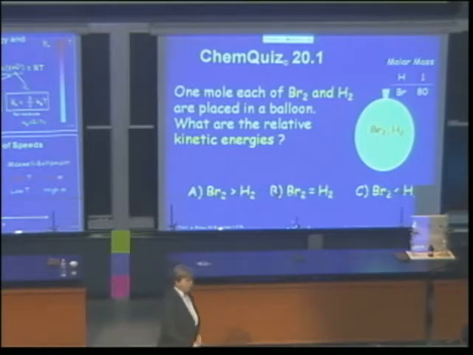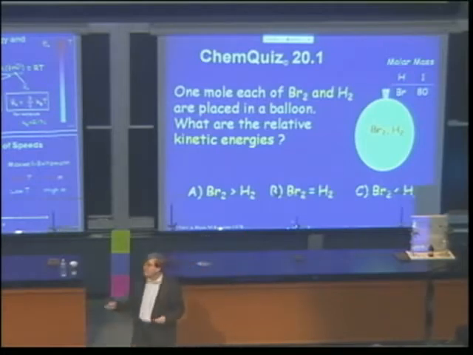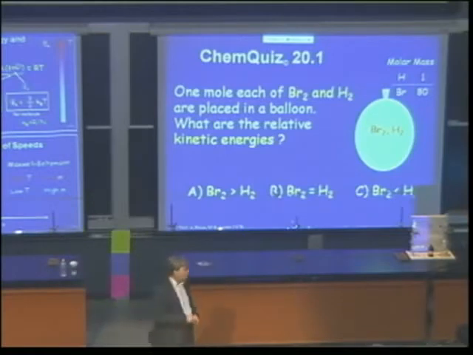So I have 1 mole each. Looks very strange, actually, if you think about it. I have 1 mole each of bromine and hydrogen, and I place this in a balloon. What are their relative kinetic energies? So obviously the temperature is the same. So is the kinetic energy of the bromine larger than of the hydrogen molecules? The bromine the same as the hydrogen, or the bromine smaller than the hydrogen? C is bromine smaller than hydrogen. Here's the rest of it, okay? All right. So why don't you think about it and give me your answer, please?